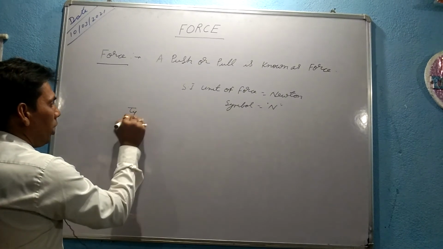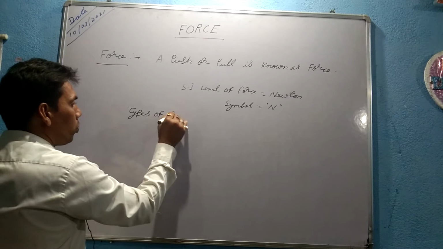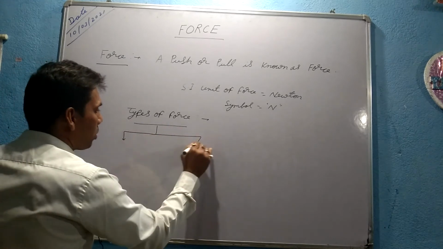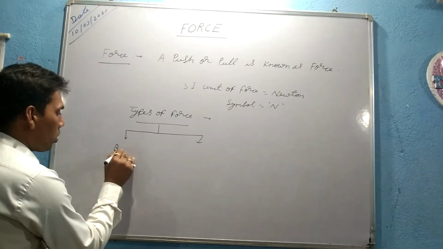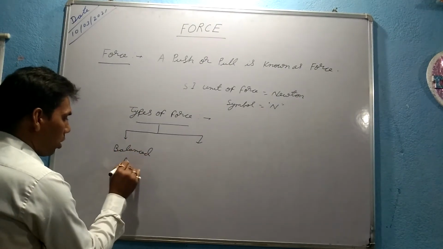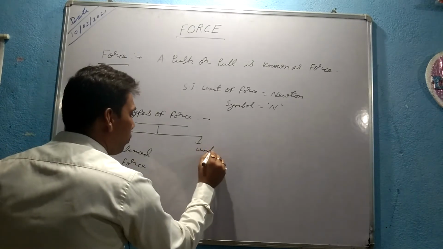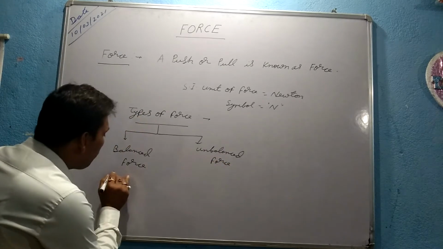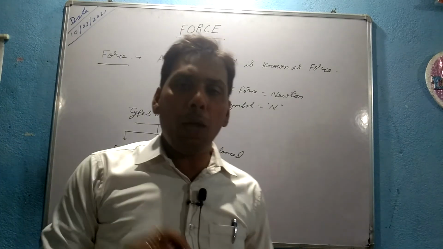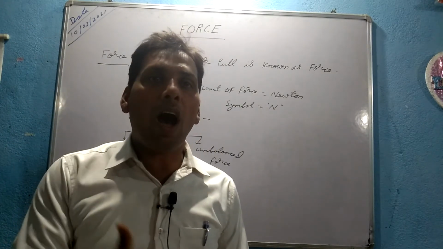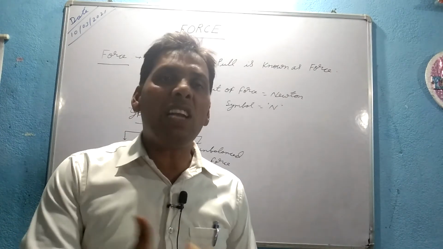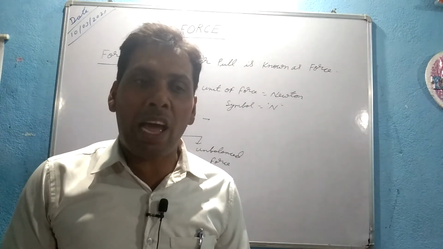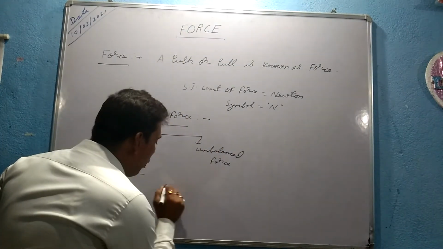Now next topic is types of force. So there are two types of force: balance force and second is unbalanced force. What is balance force? Simply we can say that if two or more than two forces are work on any body and total sum of forces or resultant of forces is equal to 0, then that force is known as balance force.